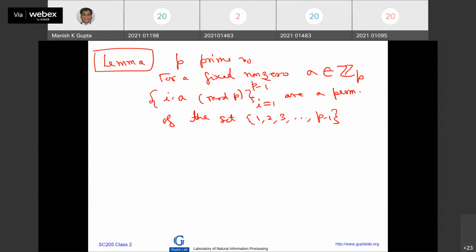So x raised to power n plus y raised to power n is equal to z raised to power n. This equation, when n is greater than 2, has no solution other than the trivial solution. Very simple. Fermat's last theorem.